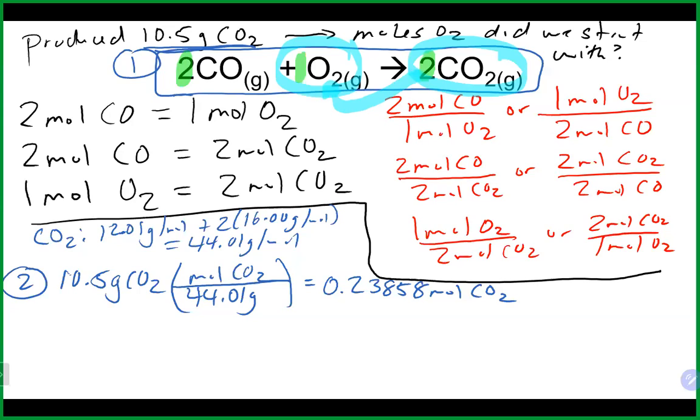So earlier we saw from the equation that for every 1 mole of O2, which is the coefficient in front of O2, we get 2 moles of CO2. That gave us 2 possible conversion factors. That gave me this conversion factor and that conversion factor. The one that I should use is this or that. I know you don't remember.